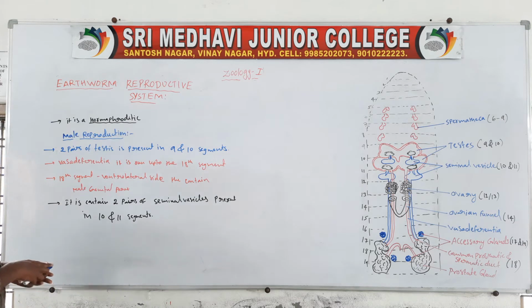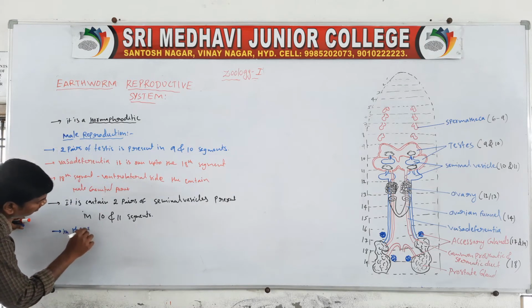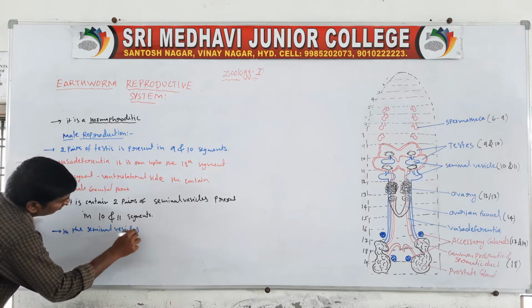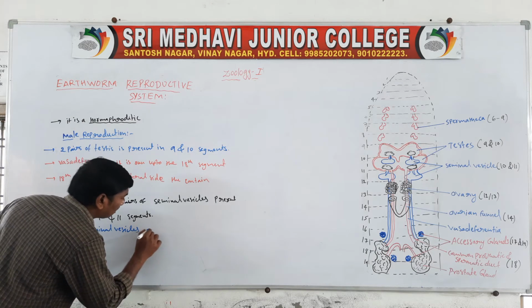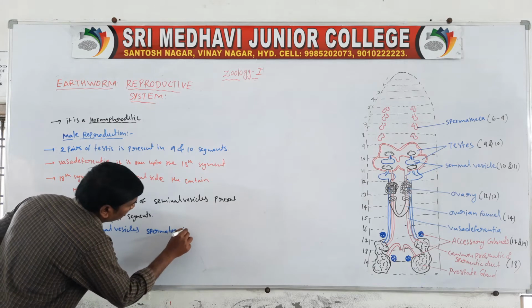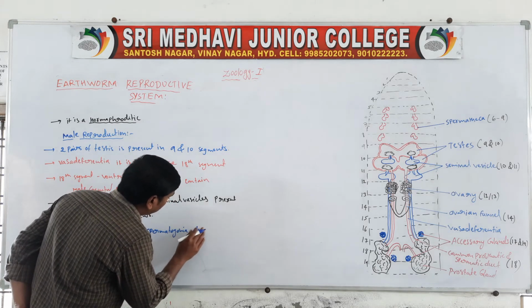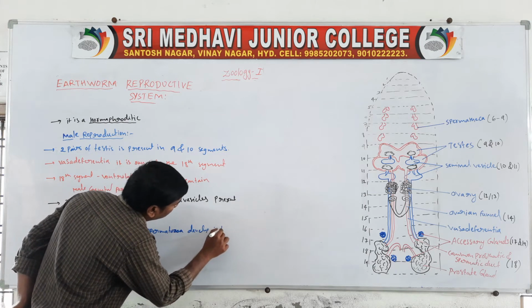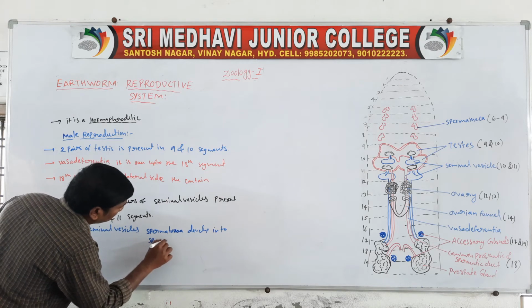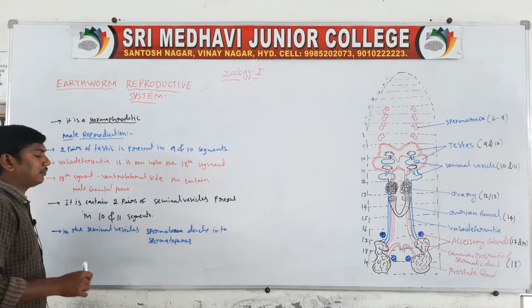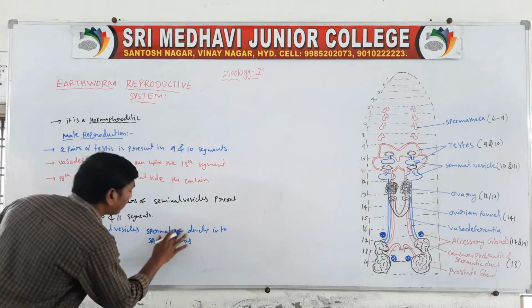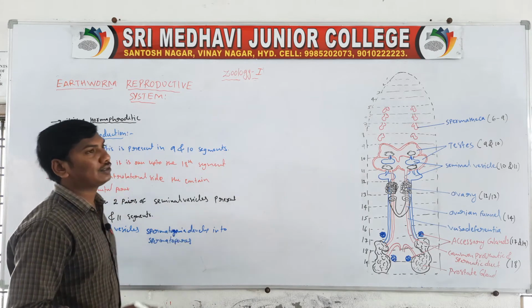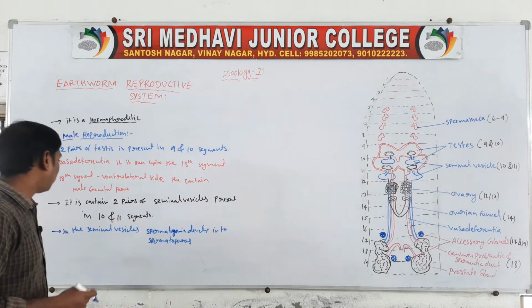In the seminal vesicles, the spermatogonia develop into spermatozoa, which develop into mature sperms and then spermatophores.